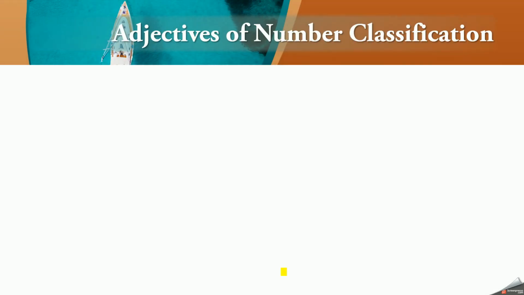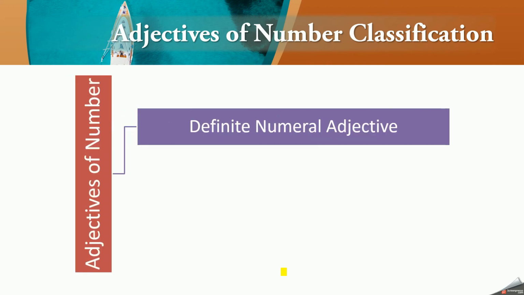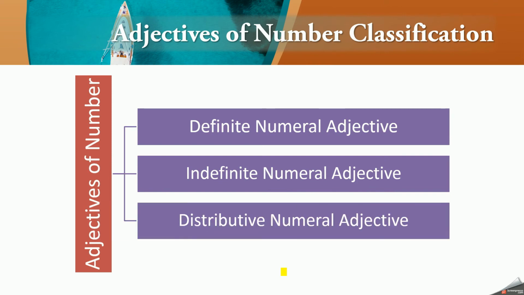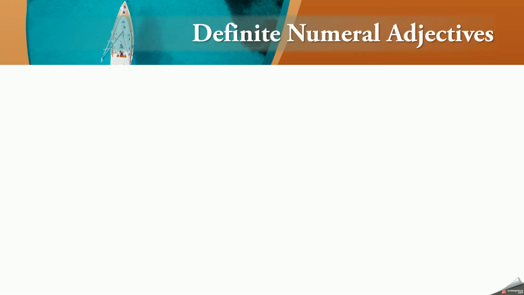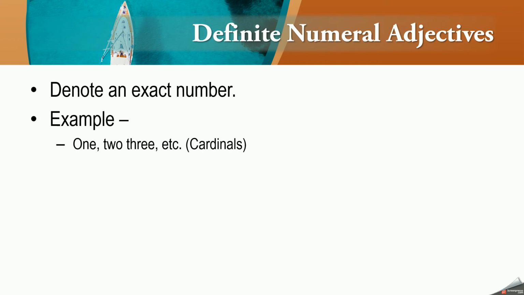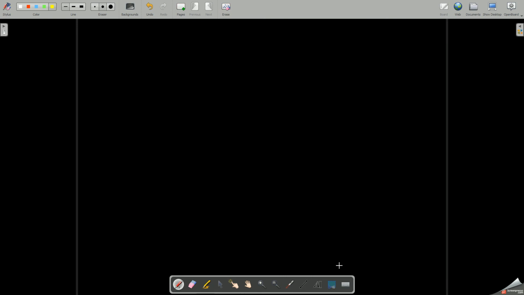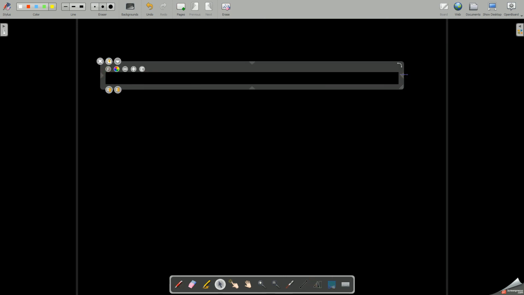Next is adjective of number. How is it divided? Adjective of number is further divided into 3 types: definite, indefinite, and distributive. Definite numeral adjective, indefinite numeral adjective, and distributive numeral adjective. Let's see what they are. The first thing, definite numeral adjectives. It denotes an exact number, for example 1, 2, 3, etc. First, second, third, etc. In this also we have 2 types, 2 classes: cardinals and ordinals.